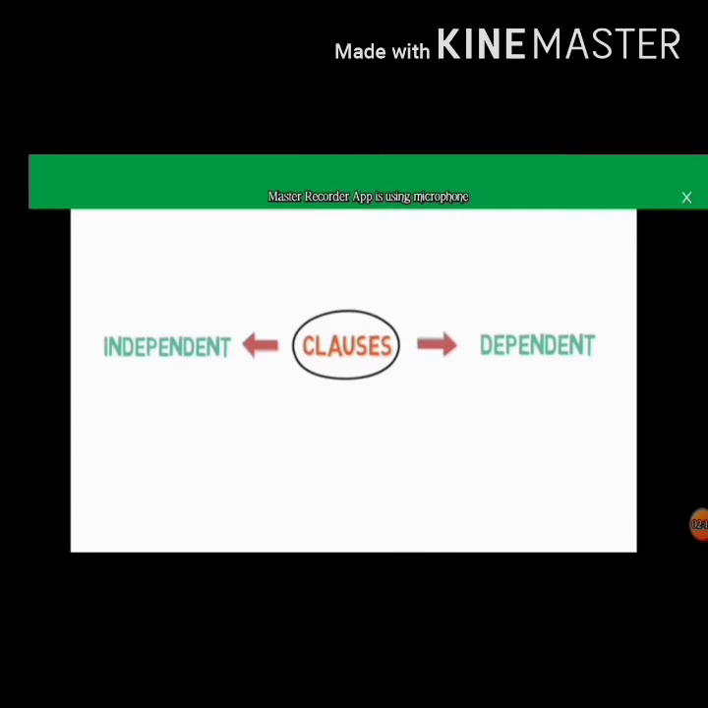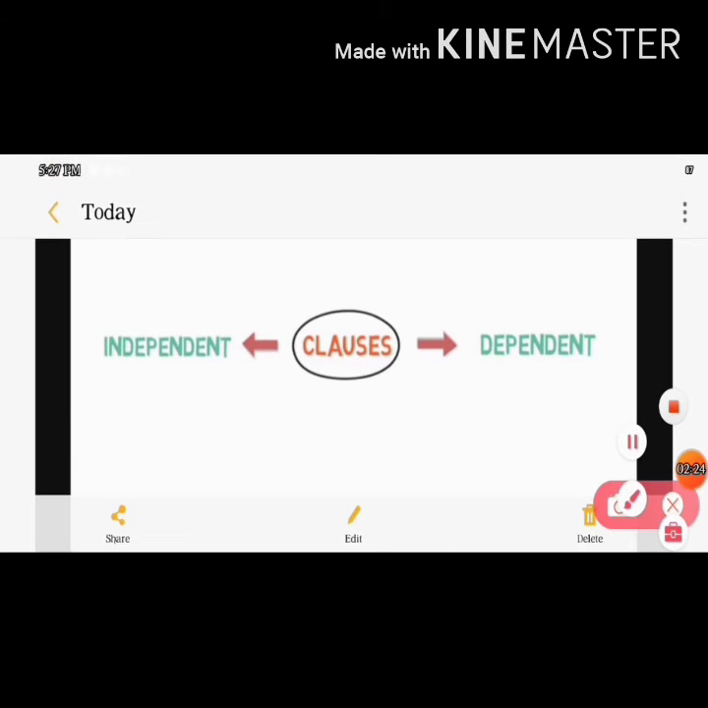Next, we have two types of clause. The first one is independent clause and the second is dependent clause. Our clause consists of two forms and two kinds. First one is independent, and it is clear from the name. Independent means free and dependent means not free or reliant. So let's read what is independent and dependent.